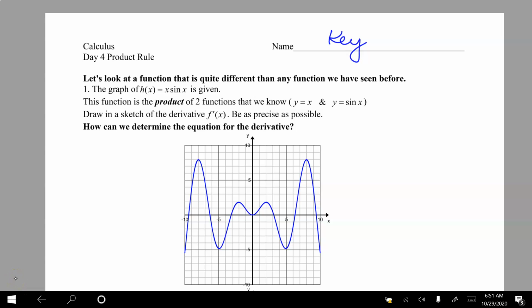Welcome to day 4, product rule. Today we're going to look at a different rule, how we handle when functions are multiplying each other.